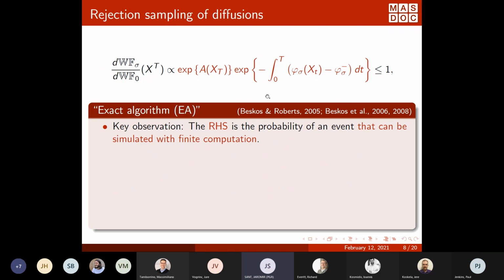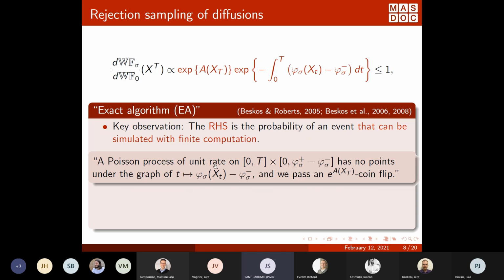And the key observation here is that this right-hand side is the probability of an event we can simulate with finite computation. So if we generate a Poisson point process of unit rate on the time interval 0 to t and on this interval 0 to phi sigma plus minus phi sigma minus, then the probability that this process has no points underneath the graph mapping t into phi sigma of x_t minus phi sigma minus is precisely equal to this exponential term over here. And the only extra term we need to account for is this e to the A of x_t, which we can just pass as an e to the A x_t coin flip.